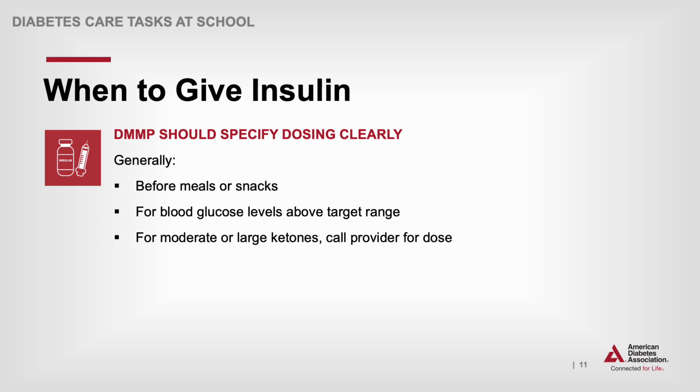Their basal insulin will be delivered at home in the morning and/or evening, or throughout the day by an insulin pump. Generally, bolus insulin, either rapid or short-acting insulin, will be given before meals or some snacks, depending on the DMMP recommendations, for blood glucose levels significantly above target range, and for moderate or large ketones.